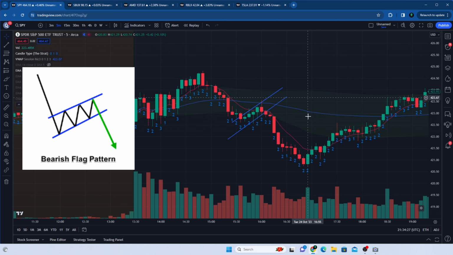Now, let me go ahead and explain what is what. This is an upside down bull flag. This is the pole. This is the flag, okay?